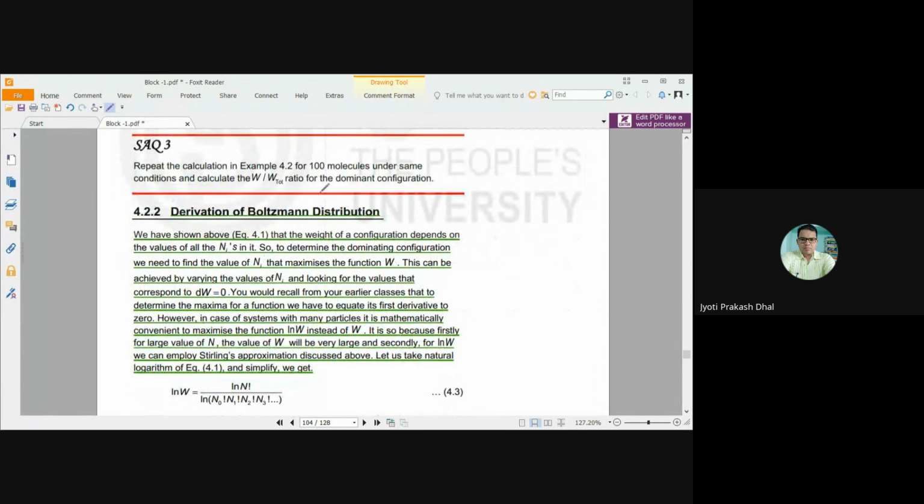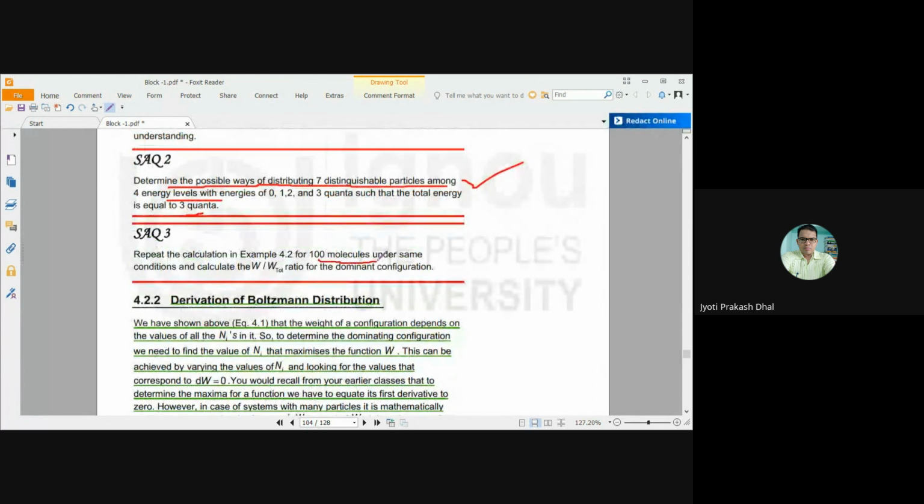Repeat the question in exercise 4.2 with 100 molecules under the same condition. So in example 4.2, first case 50 molecules are there, then 500 molecules, then 1000 molecules. But the question is, you have to repeat the same calculation using 100 molecules under the same condition and calculate the W by W total for the dominant configuration.